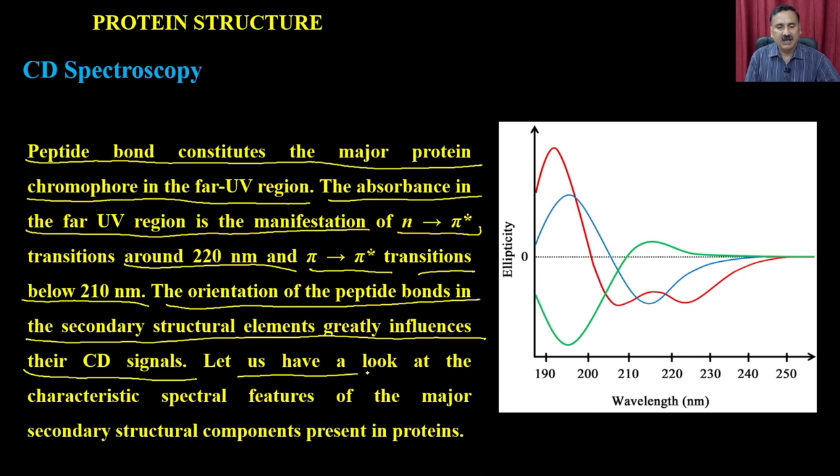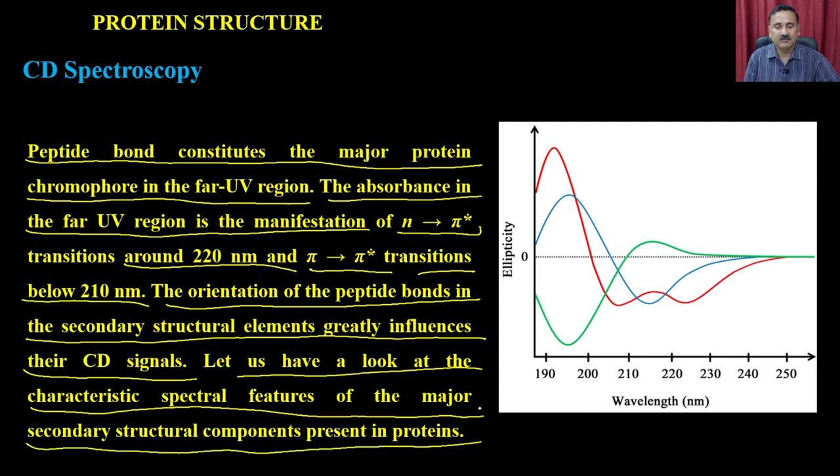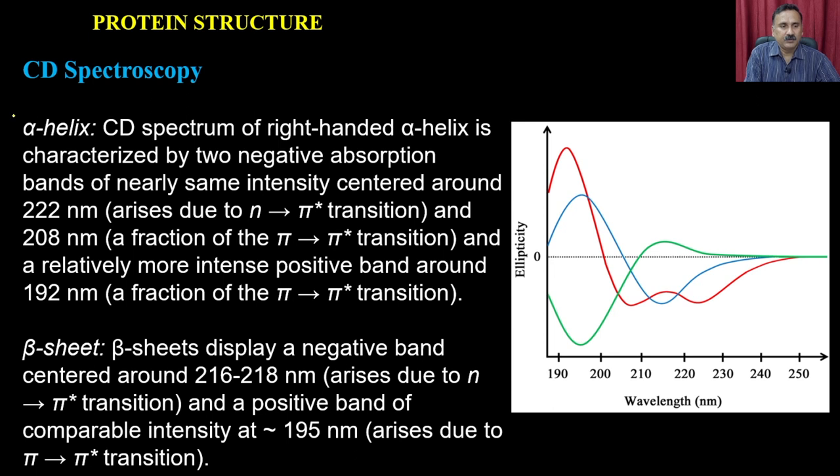Let us have a look at the characteristic CD spectra of the major secondary structure components present in proteins. What you see here are the CD spectra of the different secondary structure elements. When you do it for a protein, you will not get an exclusive spectrum for alpha helix, beta sheets or turns; you will actually get a complex pattern. So what are you going to expect if it is an alpha helical protein?